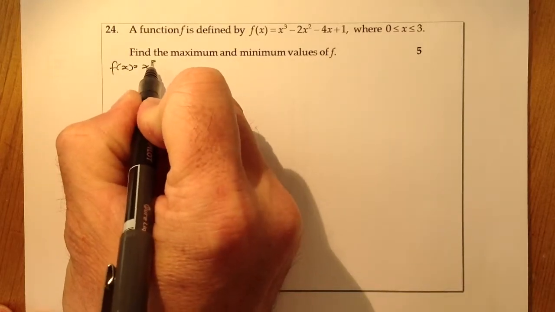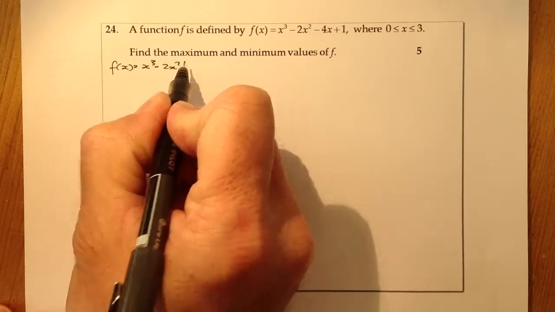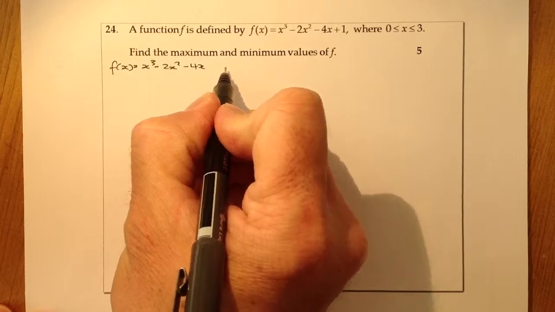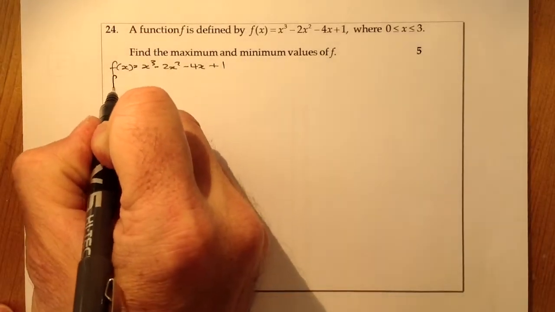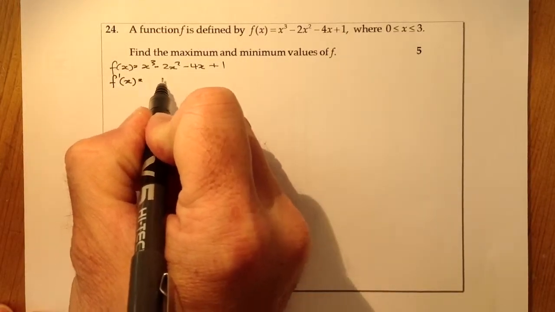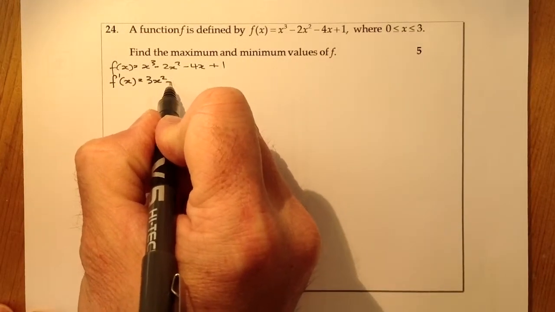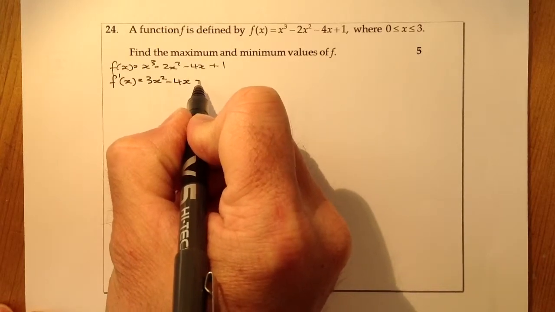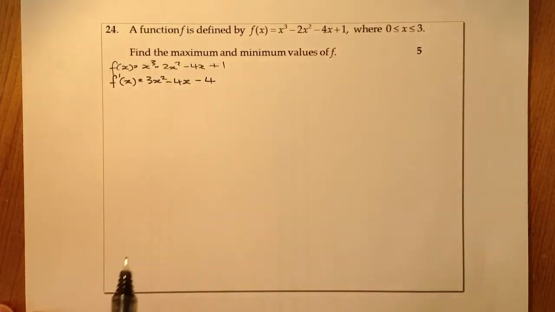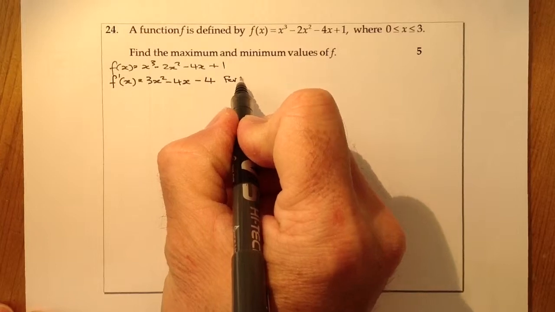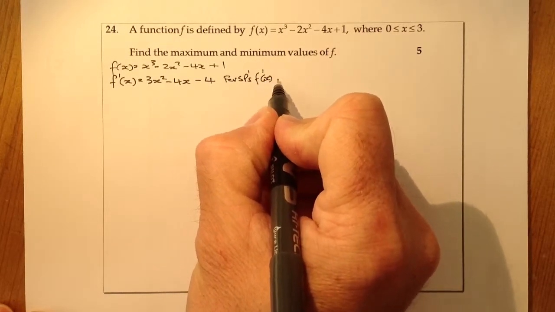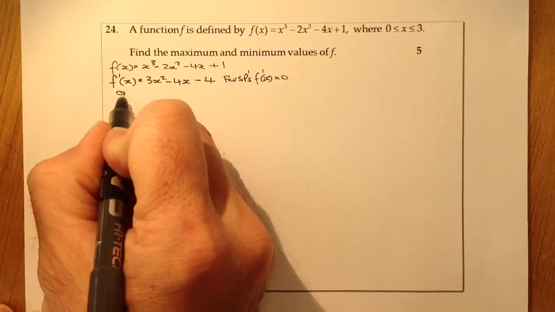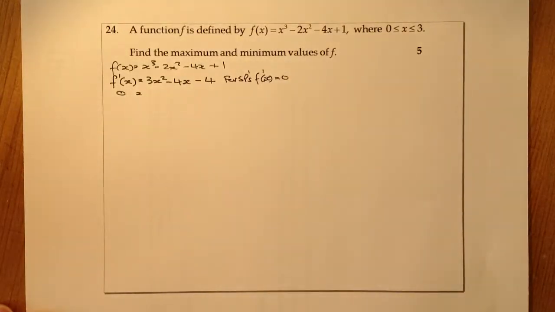So let's start off with the function. Okay, we've got x cubed, we've got minus 2x squared, we've got minus 4x and plus 1. Okay, so when we're trying to find our stationary points, what we'll do is we'll differentiate. So we'll find f dashed x, and that'll be 3x squared minus 4x, and that'll be minus 4. Okay, and just remember for stationary points, f dashed x is going to be equal to 0.